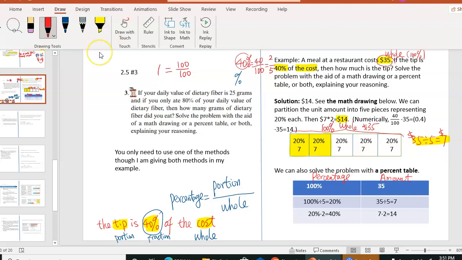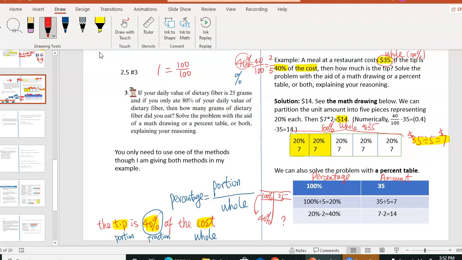Okay, so when you start, this is what you have. 100% corresponds to $35. And now I need to figure out what number 40% corresponds to. Well, if you look at 100 and compare to 40, there's not an easy relationship. It's actually 40 is 2/5 of 100, but it's not very easy for us to see that. And so what we're going to do is not try to figure out the amount for 40% directly. We're going to find something easier.